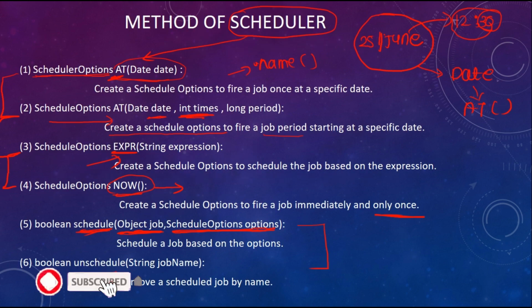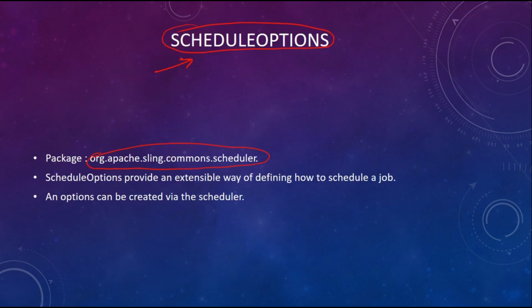After that, here we have an unschedule. This is nothing but our unschedule method. So what does this method exactly do? It will unschedule your jobs. Whatever job it has scheduled and you want to unschedule it, you can go with this unschedule method. But this method uses the name of the scheduler, and this method won't provide the scheduler name. So we have to go with this scheduler options.